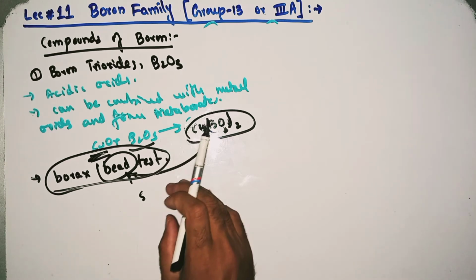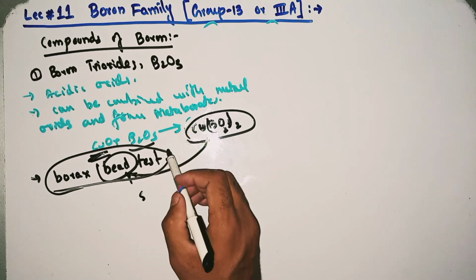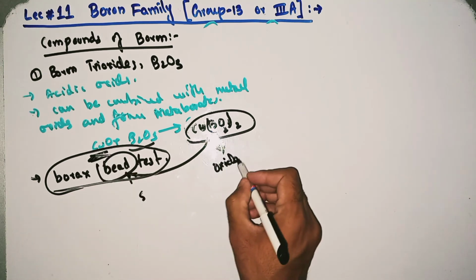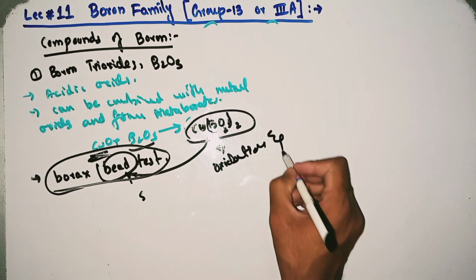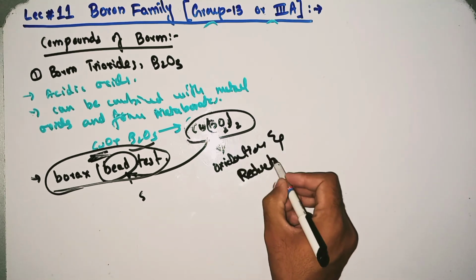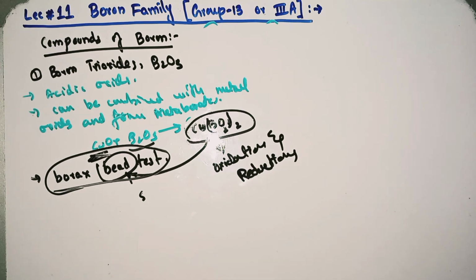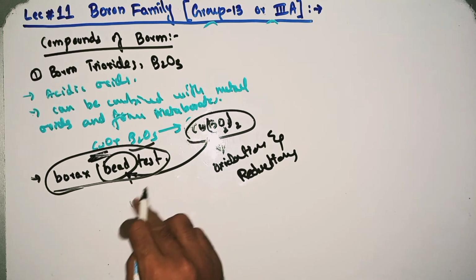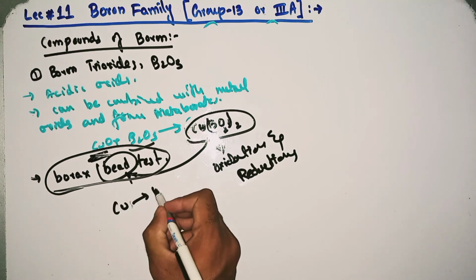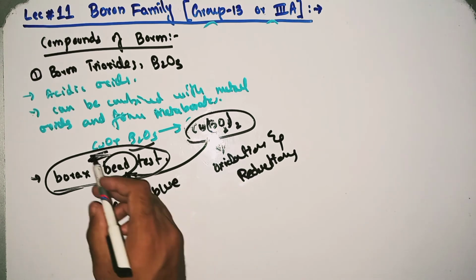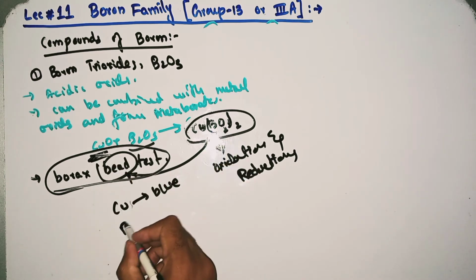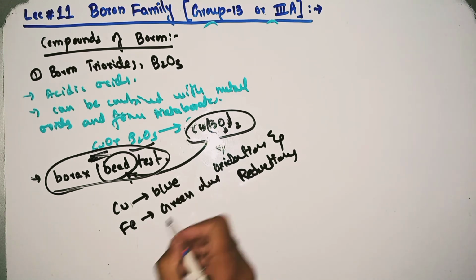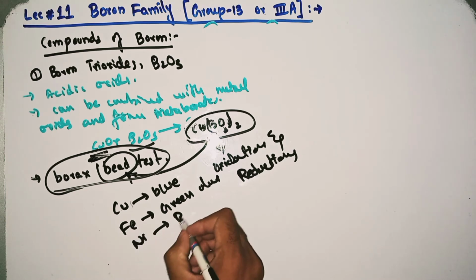The colors that are produced are the result of oxidation and reduction occurring in the compounds, so the final product is beads. Here, copper will show a blue color, while iron will show a green color, and nickel will show a brown color.